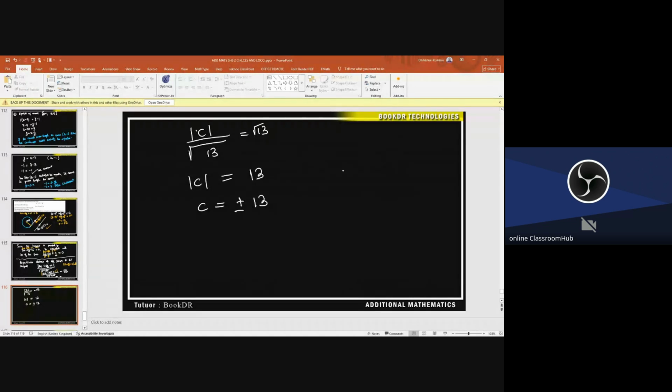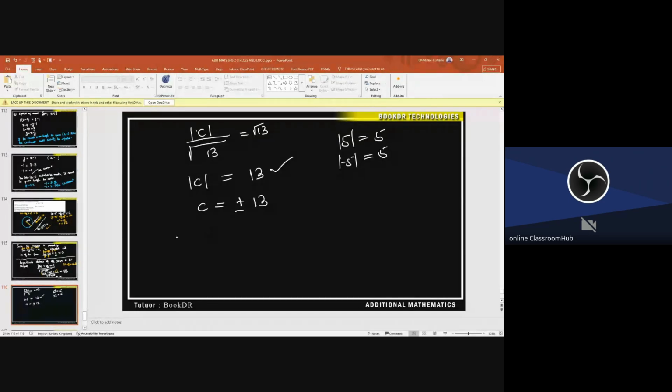Good. Why is it negative 13 or positive 13? It's because of the absolute sign. The absolute sign means that if I have 5, the answer is 5. Absolute 5 means 5. And absolute -5 also means 5. Absolute means that we are looking for the value of the number regardless of the sign. So if I have absolute c is equal to 13, that means -13 can satisfy the equation and 13 too can satisfy the equation. So if you are looking for numbers that can satisfy this equation, that is 13 and -13.